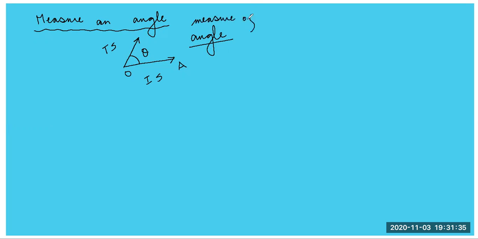Measure of an angle: what amount of rotation from the initial side to the terminal side? If the rotation is clockwise, so let's say this is the angle, I will say this angle would be minus theta. Or you can simply say the value of theta is taken negative.